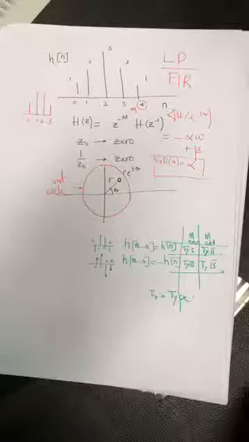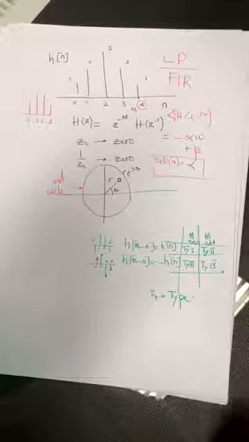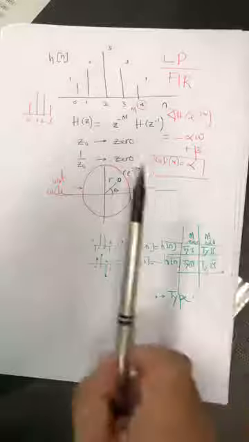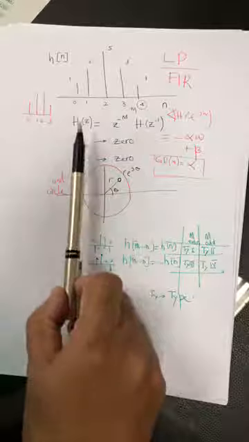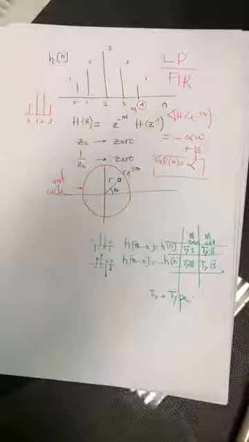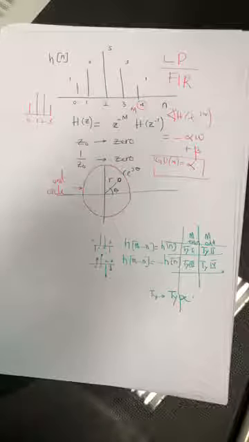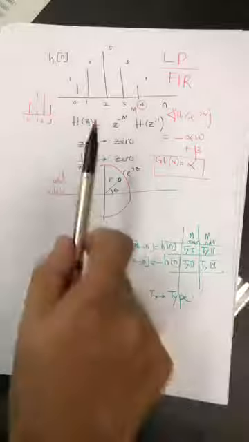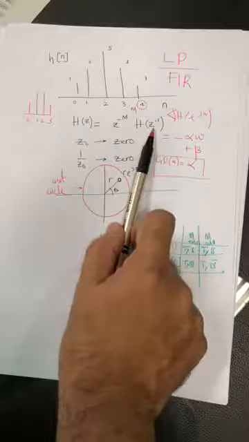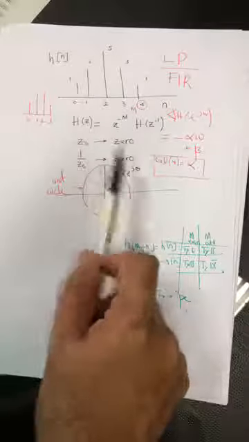Last time my camera was facing somewhere else, so I also uploaded a 9 to 10 minute video. The consequence of symmetry is that H of z has a relationship with H of z inverse. To get H of z inverse, replace z by z inverse in the z transform. This is an interesting relationship. Because of it, if H of z is 0, then H of z inverse is also 0. So if z naught is a zero, then 1 over z naught is also a zero of the system.